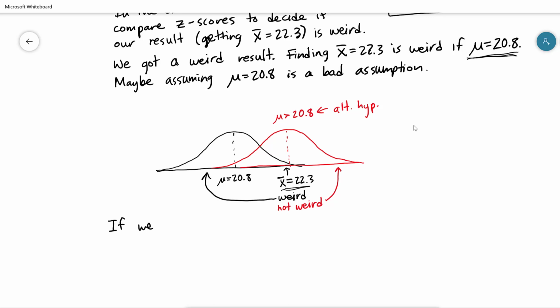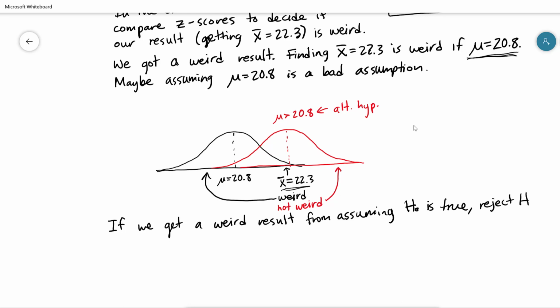If we get a weird result from assuming H naught is true, then maybe we should reject H naught. Maybe it's not true after all. And that's what we would do in this case. We would reject H naught.